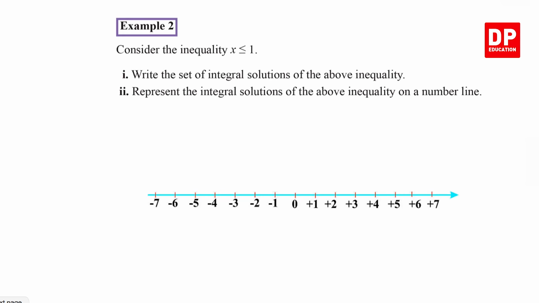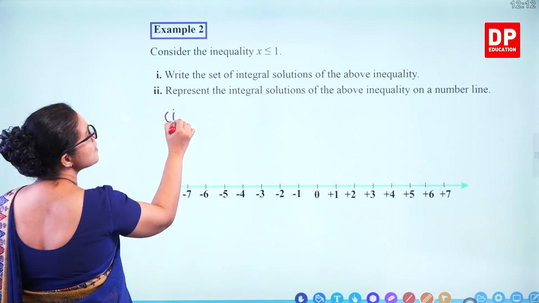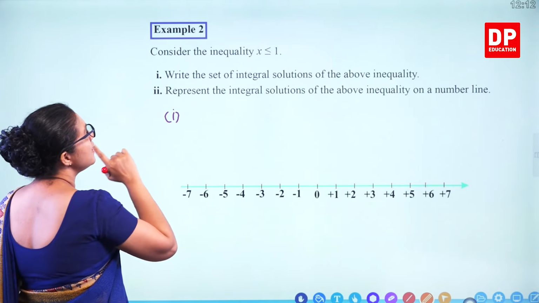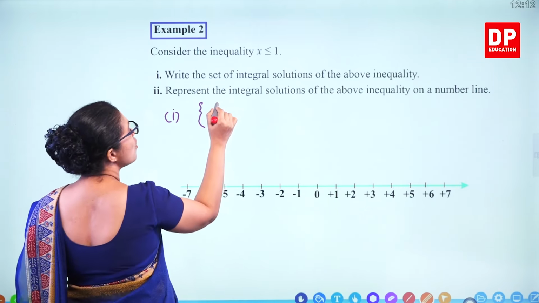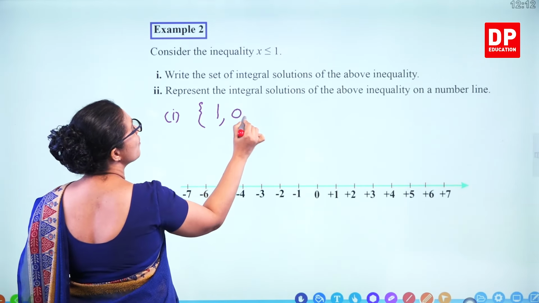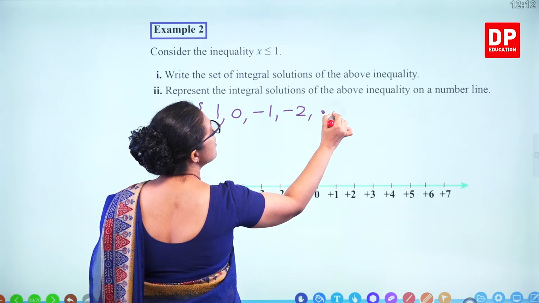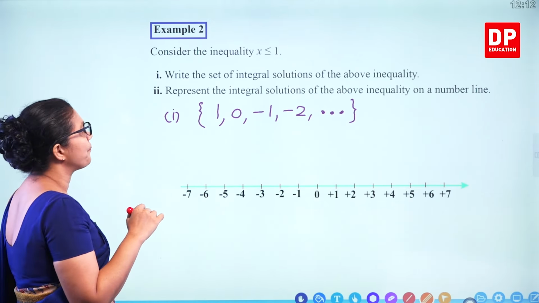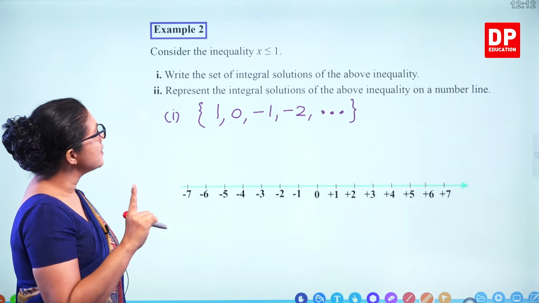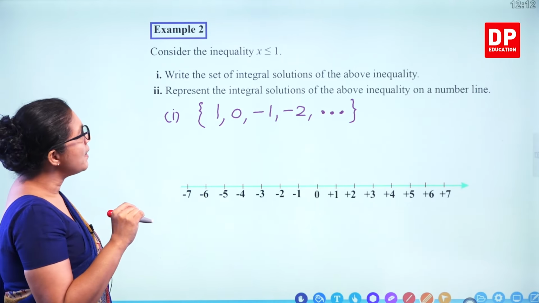Example number 2. Consider the inequality x less than or equal to 1. Write the set of integral solutions satisfying the above inequality. You have to write integers less than 1. 1 is also included. 0, minus 1, minus 2. So you can continue this. So put 3 dots.